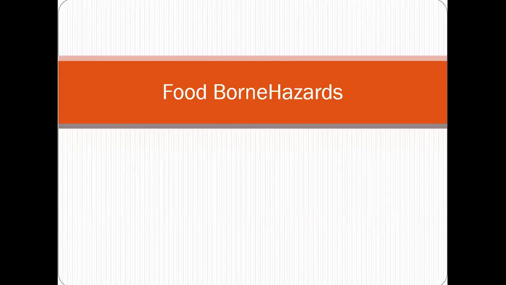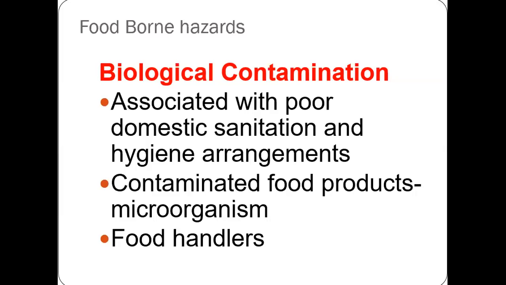Foodborne hazard is another form of environmental health hazard. They can be a biological contaminant associated with poor domestic sanitation and hygiene arrangement. Biological contaminants contaminate our food products containing probably microorganisms. And one of the reasons that our food products are also contaminated is primarily because of food handlers, food handlers who do not observe proper sanitation procedure.